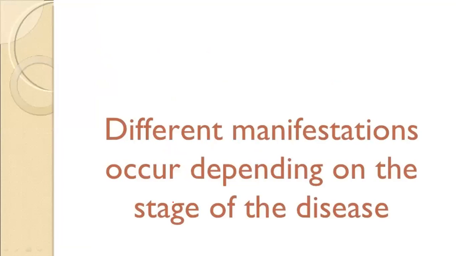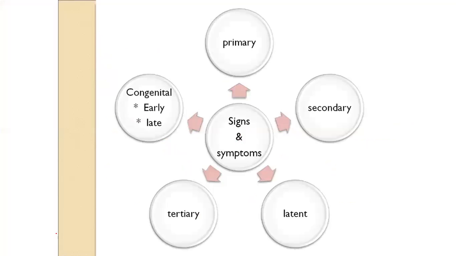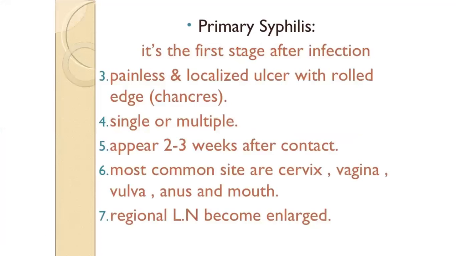So there are various manifestations depending on the stages of the disease. We'll discuss them one by one: first primary, secondary, tertiary, and latent, with their signs and symptoms, and separately the congenital, which is early and late. We'll not discuss latent much because it is not that important from an examination point of view. So first of all, we'll discuss primary syphilis. It is basically the first stage after infection.